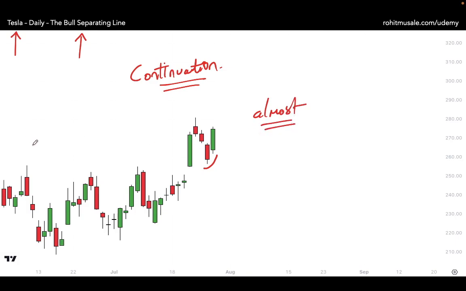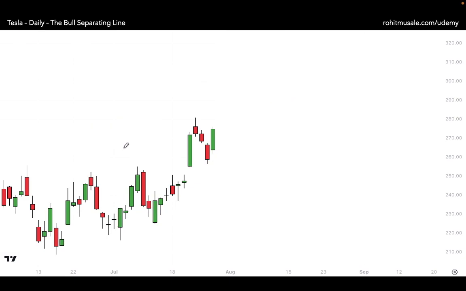There is another pattern called the counter attack pattern. In counter attack, this is a reversal pattern, not a continuation. In counter attack, the two candles have the same closing prices, but in this case, the two candles have almost the same opening price. Okay, so let's look at the characteristics of this pattern.